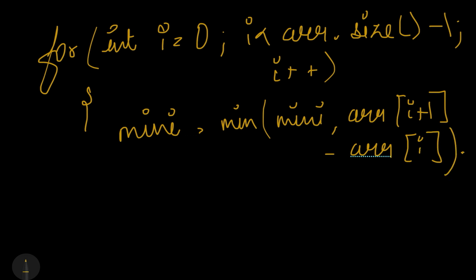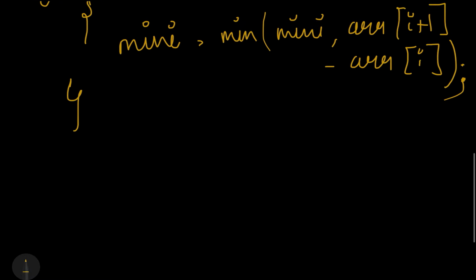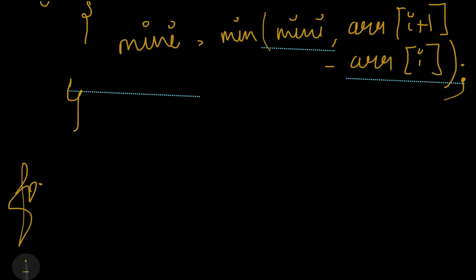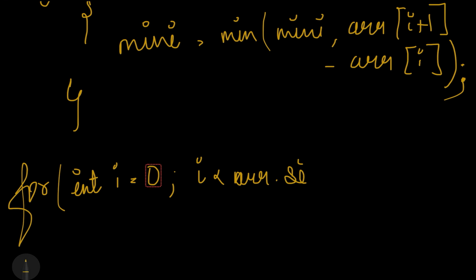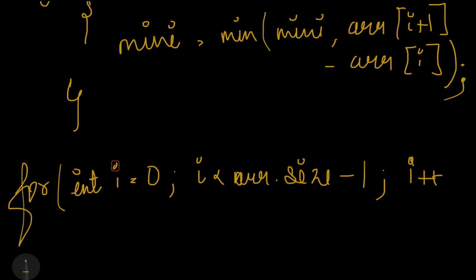We don't need to put the absolute because we have already sorted the array, so ARR of I plus 1 would always be greater than ARR of I. At the end of the iteration we'll get our minimum absolute difference in the mini. Then again we'll do another iteration. In this iteration we'll find the pairs.